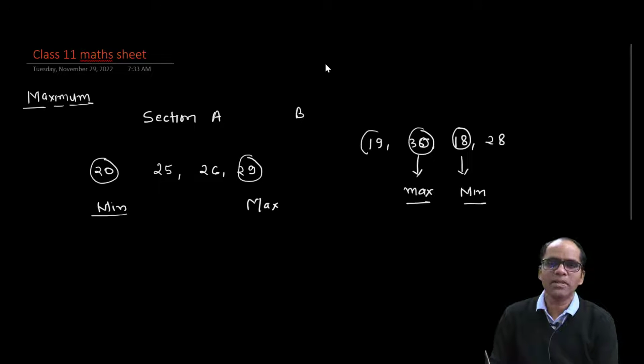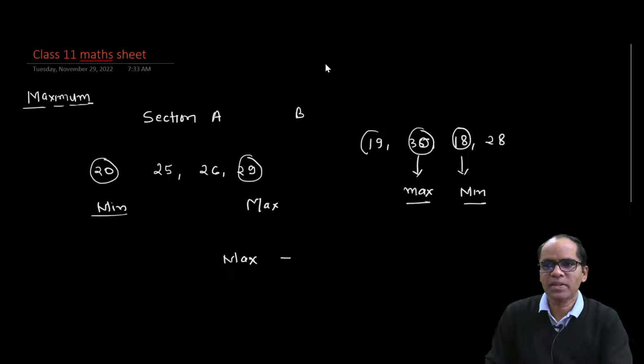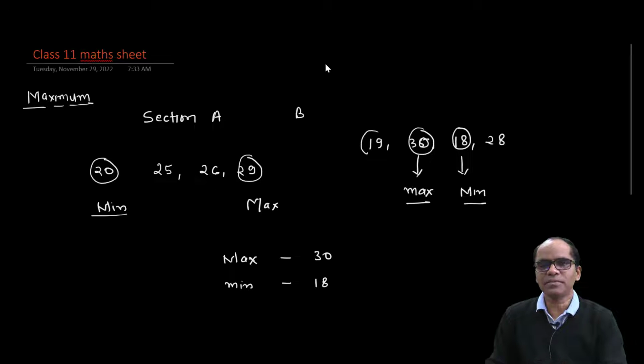So what if we combine both the sections, section A and B? What is the maximum marks scored by this class? The maximum is 30, and the minimum marks including both sections is 18. So this is the maximum value and minimum value. We call this the maximum value and minimum value.